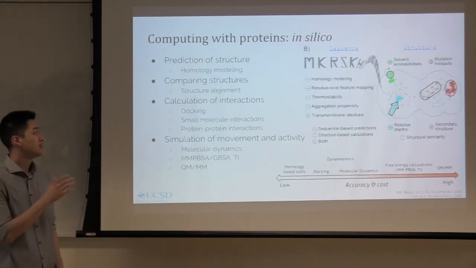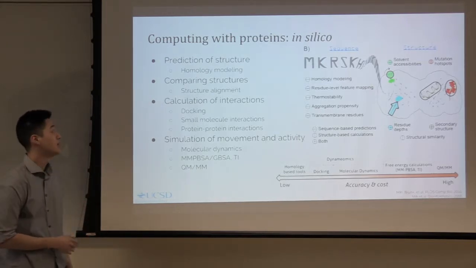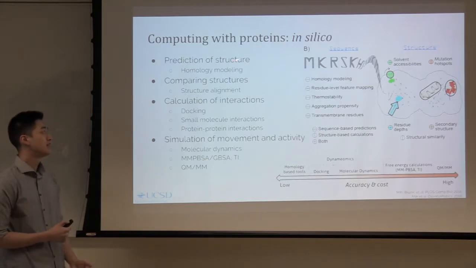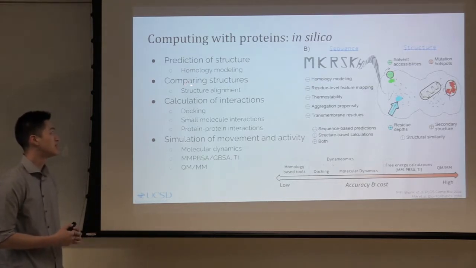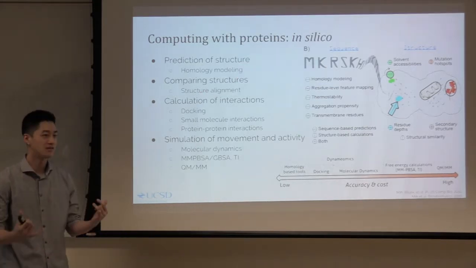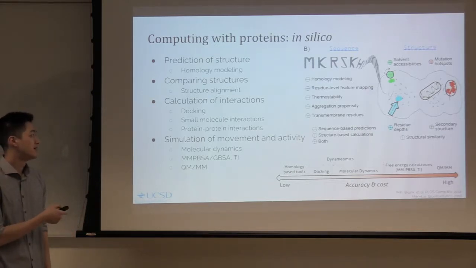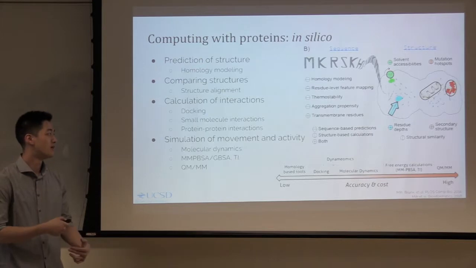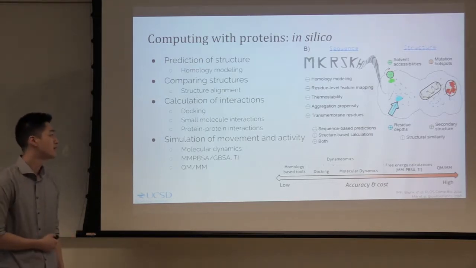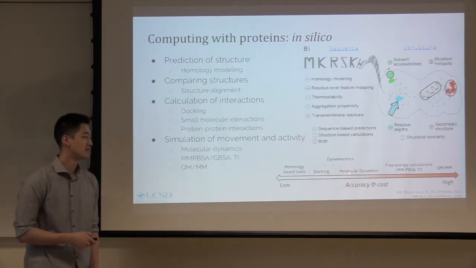So you can do a lot of this stuff experimentally, and then you can do some of it computationally as well. So as I mentioned before, you can predict a structure with homology modeling. You can compare two structures just as you can compare two sequences with sequence alignments. You can compare their 3D structures in 3D space. You can calculate some of these interactions of small molecule binding or protein-protein interactions with a method called docking. And you can simulate movement and activity with some really advanced methods, which I'll also mention in this lecture.